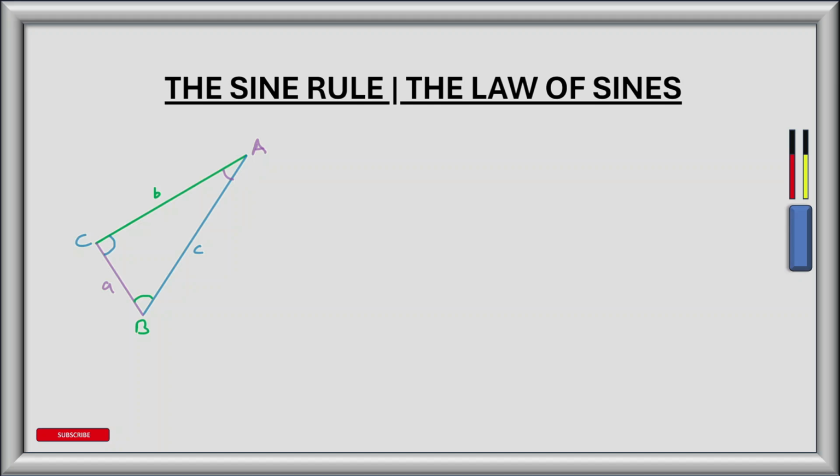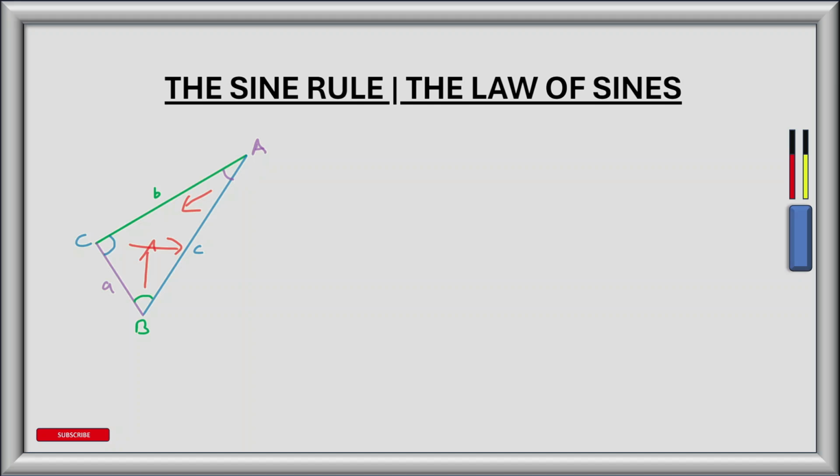If we look on the left, we have a triangle, a non-right angled triangle. We have angles capital A, capital B, capital C, and sides lowercase a, lowercase b, and lowercase c. You'll notice that side a is opposite the angle A, side c is opposite the angle C, and side b is opposite the angle B.